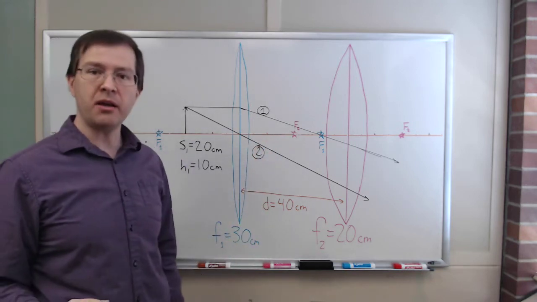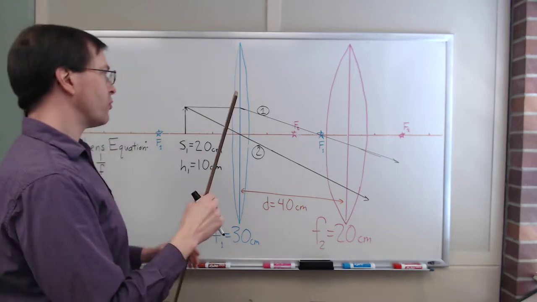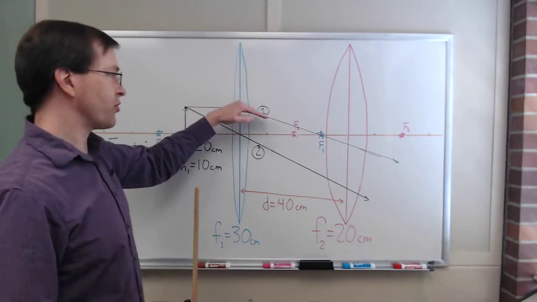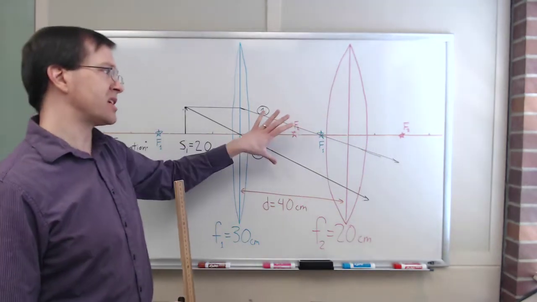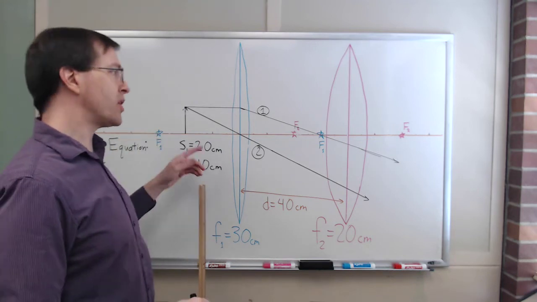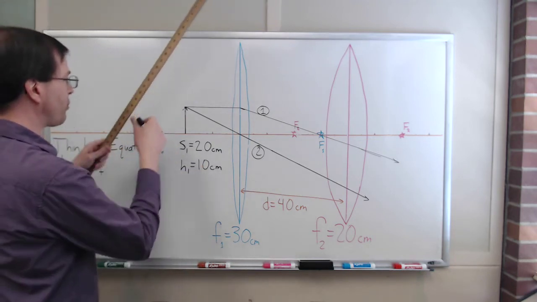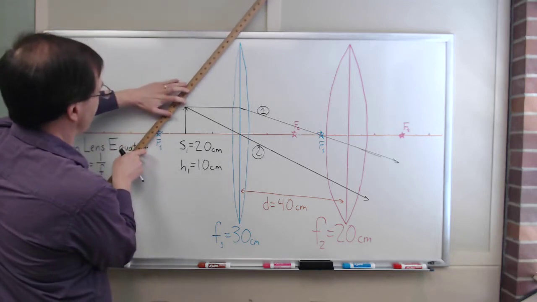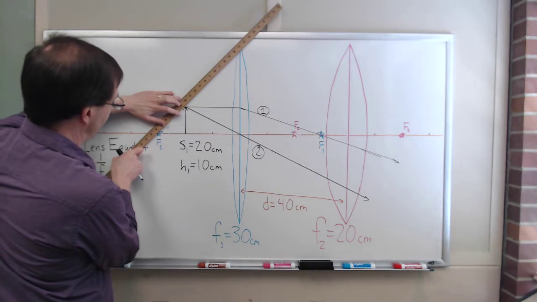Principal ray number three, remember, is the one that is the opposite of principal ray number one. Ray one was parallel to the axis and then went through the focal point on the other side. Principal ray number three should be parallel to the axis on this side and then bend to go through the focal point on this side. That means I want to draw a line from the object through the focal point, and I've got a problem, because drawing a line from the object through this focal point would go backward, away from the lens.